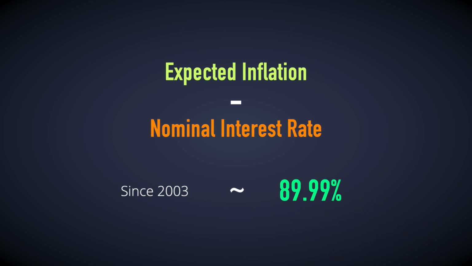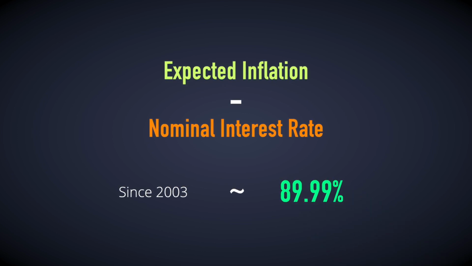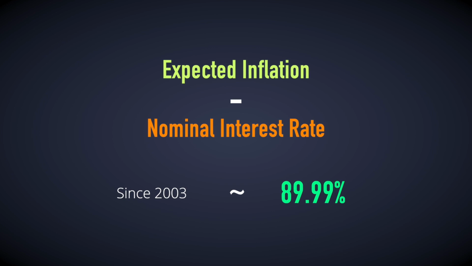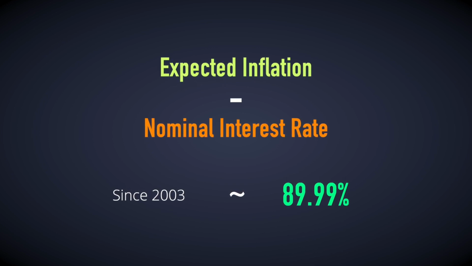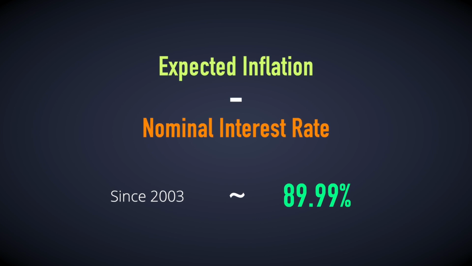If you use expected inflation minus nominal interest rate since 2003, this number has had an 89.99% correlation with gold price movement. This means when this number goes up, 90% of the time, the gold price goes up. When this number goes down, gold prices go down as well.